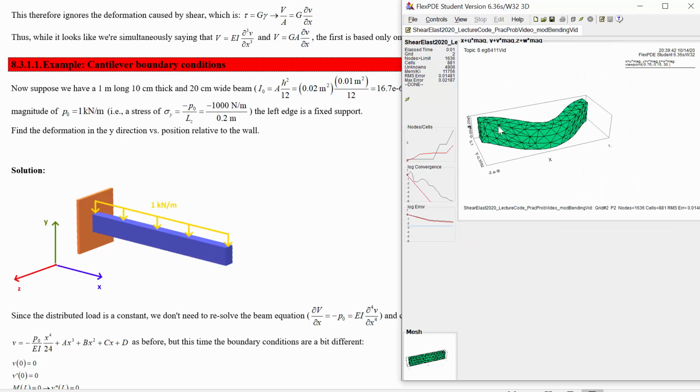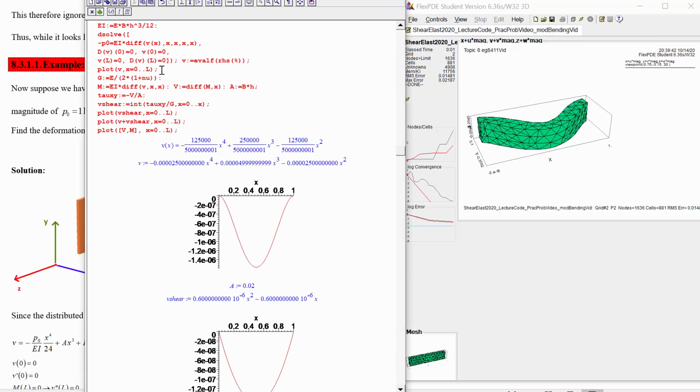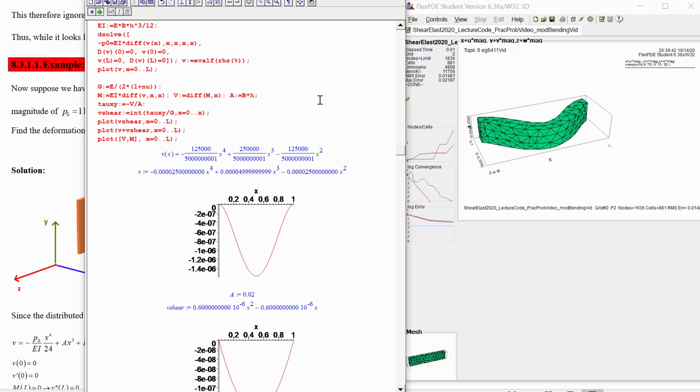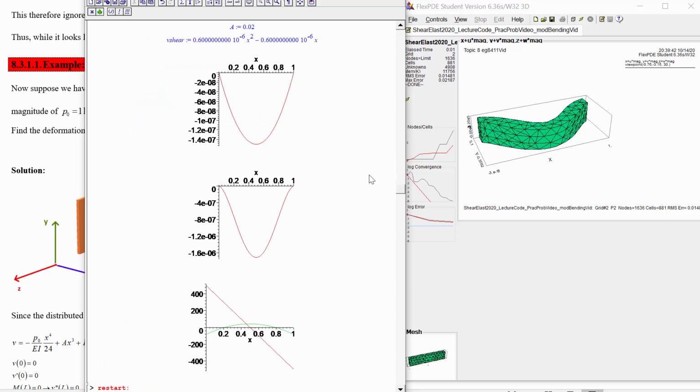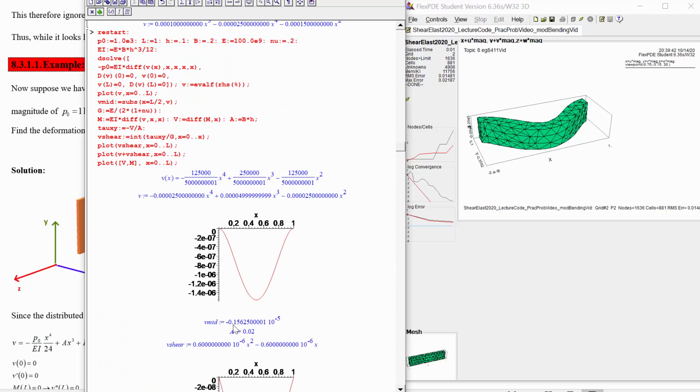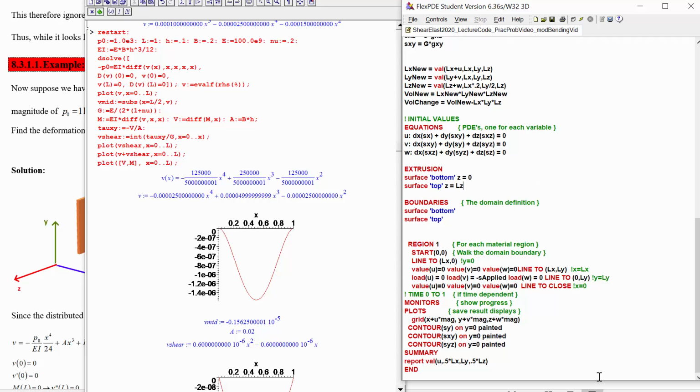Yeah, we've got some bridge deformation there, as expected. And so the shape looks right. Let's compare that with the numbers we got in Maple. So here in Maple, we've got our V value, and we can determine what it is in the middle by substituting x equals L over 2 into V. And V mid is negative 1.56 microns. Let's see what we get in FlexPDE.